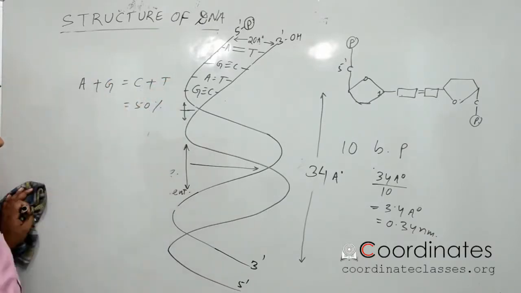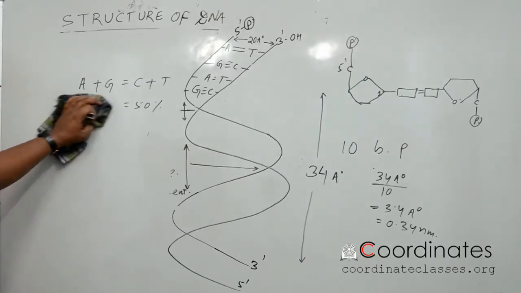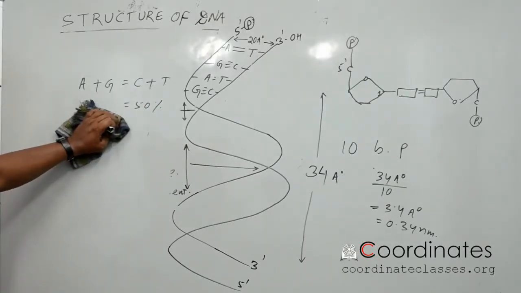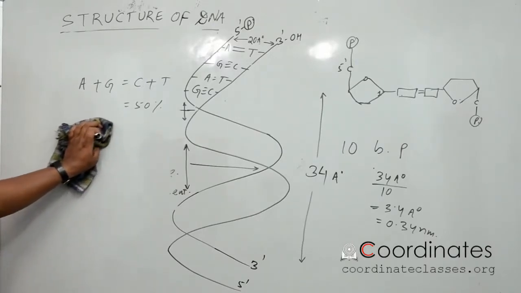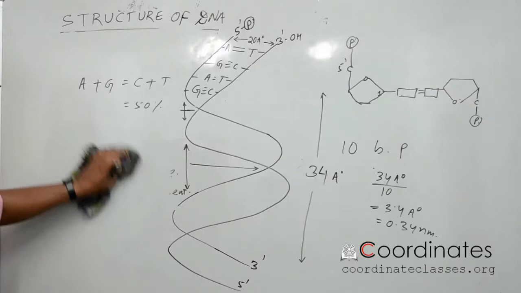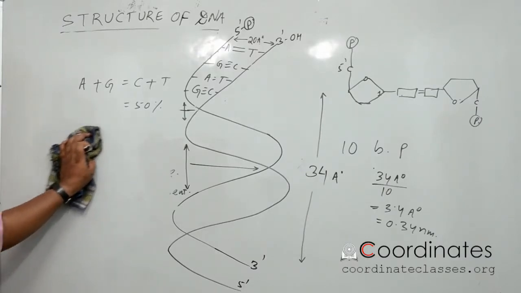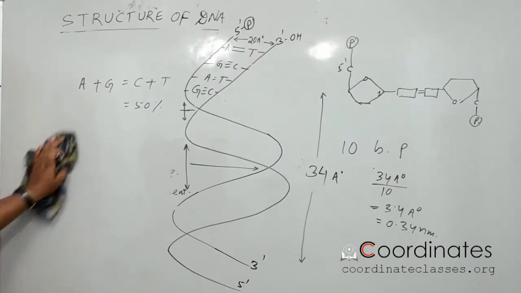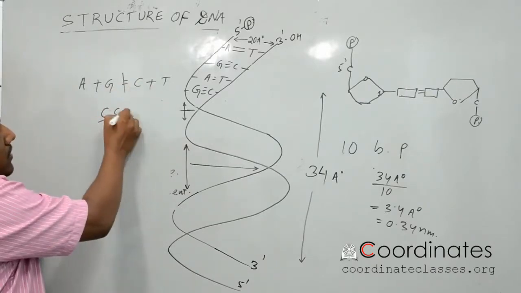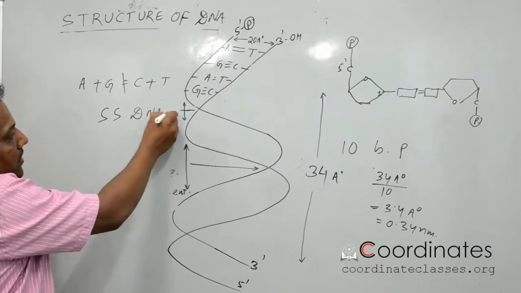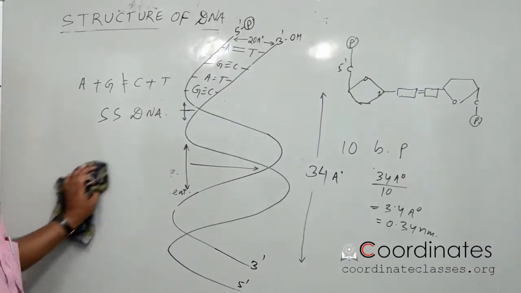If this number is not the same, that means A plus G is not equal to C plus T, then the DNA must be single stranded DNA. Otherwise, the DNA which is present will be double stranded DNA and it will be linear or circular. Single stranded DNA is usually seen in the case of viruses, not in the other organisms.